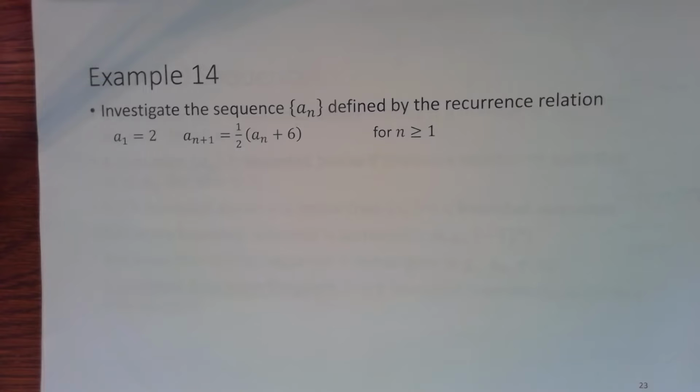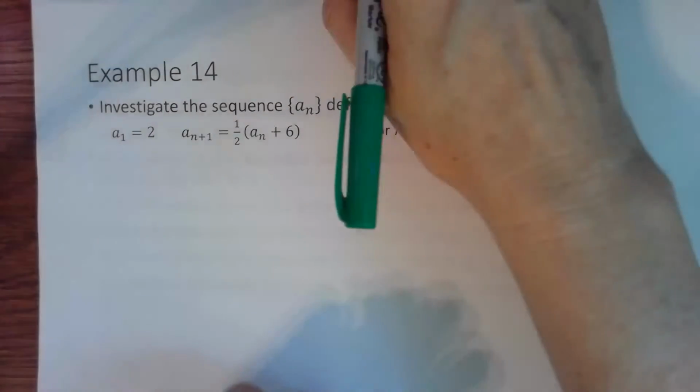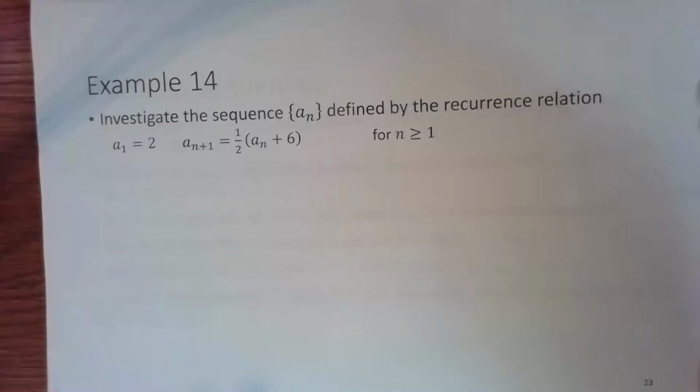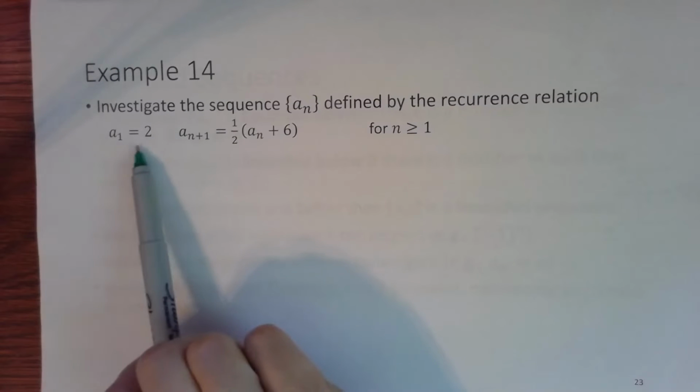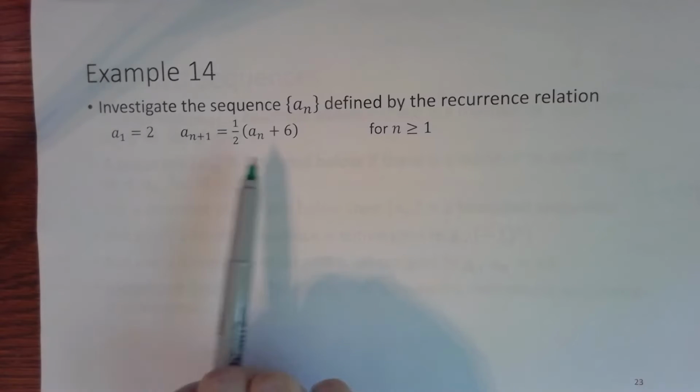Okay. So first of all, this is going to be kind of a long example. You can see I gave you 2 pages to work it out, so we have a lot of things to look at with this one. So we're just investigating this and looking at, is it convergent, divergent, what can we say about it? Because it's defined by a recurrence relation, it has a base case here that the first term of the sequence is 2, and then it has a recursive rule.